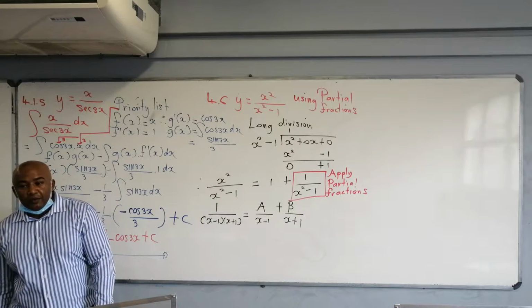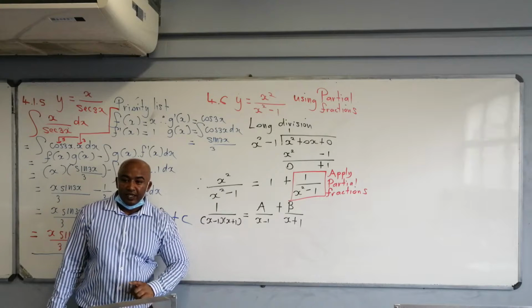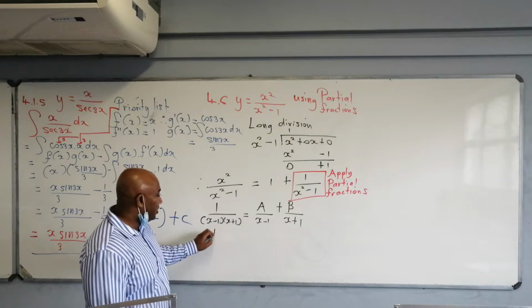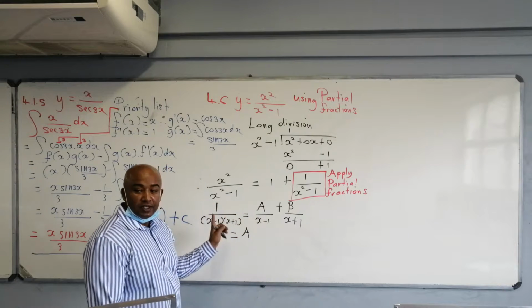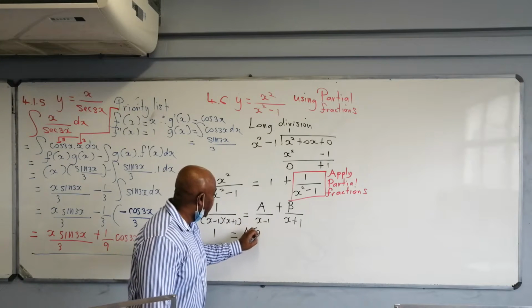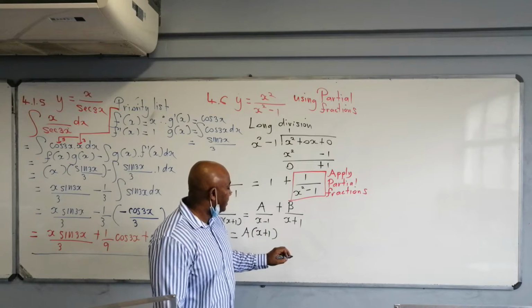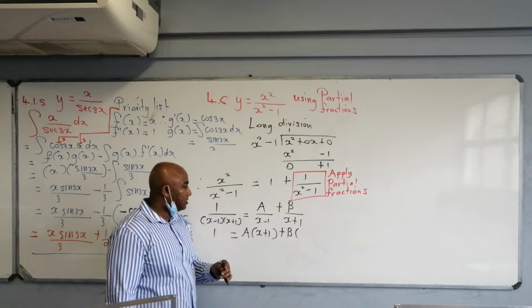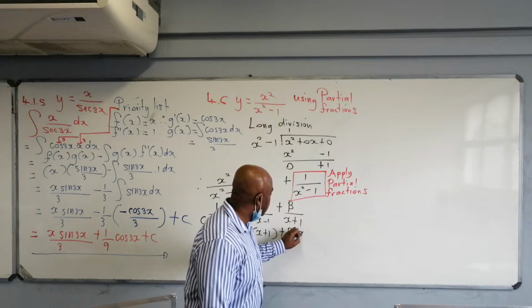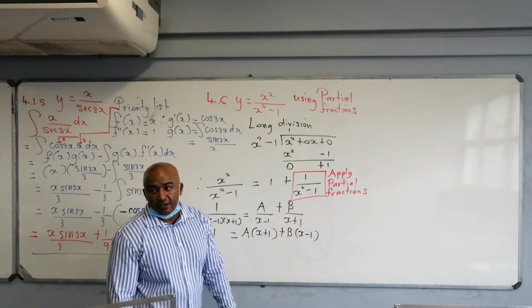And now we multiply by this factorized denominator on both sides. So I'm going to end up with a 1 on the left. A times x minus 1 will cancel with x minus 1. That will be x plus 1 plus b. X plus 1 will cancel with x plus 1. So you end up with x minus 1. Easy one to do this one.